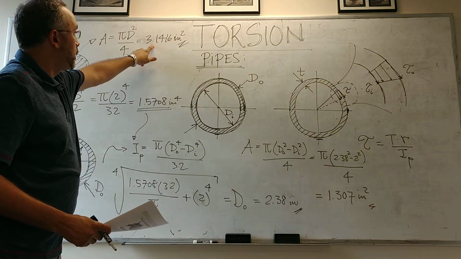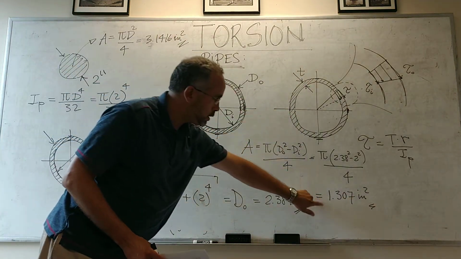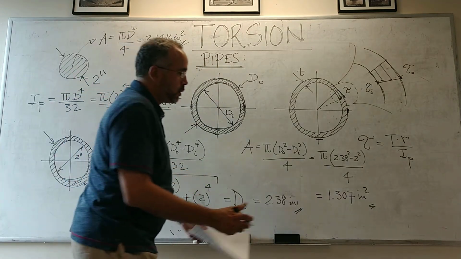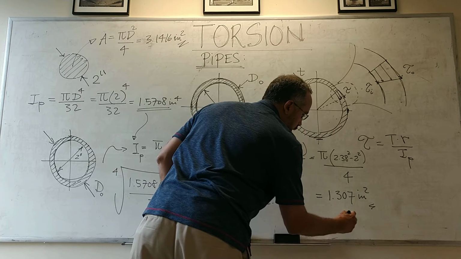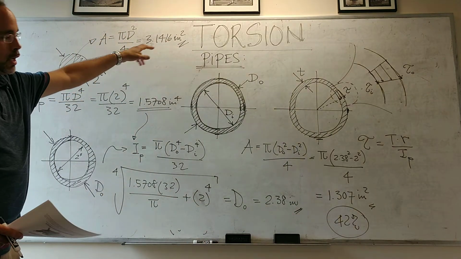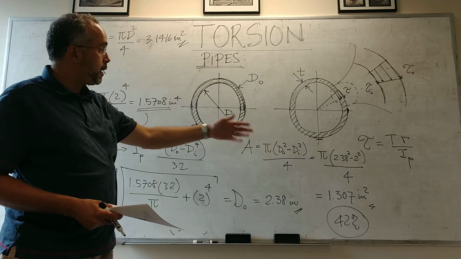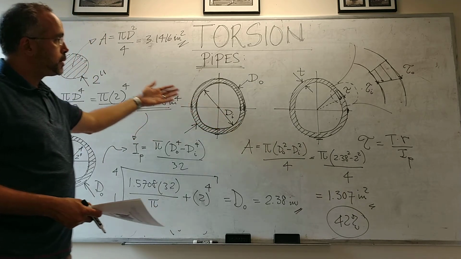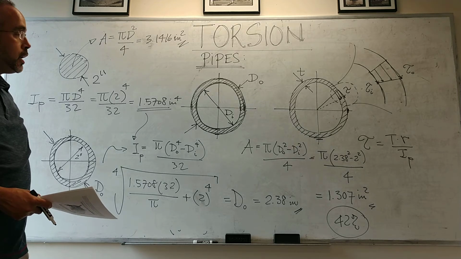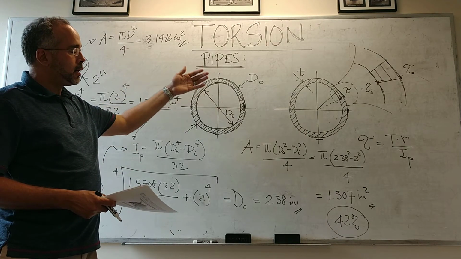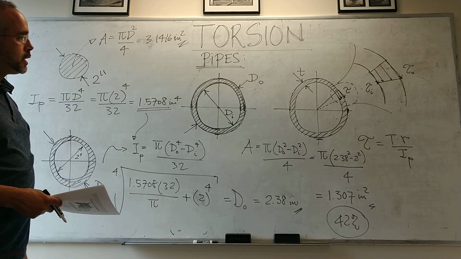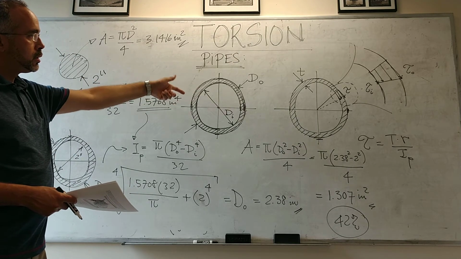If you compare that number with this number, you see that this one is only about 42% of that. So with less than half the area, you can obtain the same torsional stiffness. So this is the reason why pipes are an excellent choice when you need to resist torsional stresses.